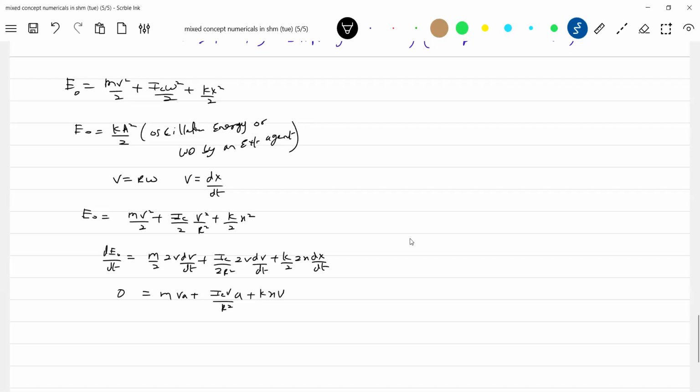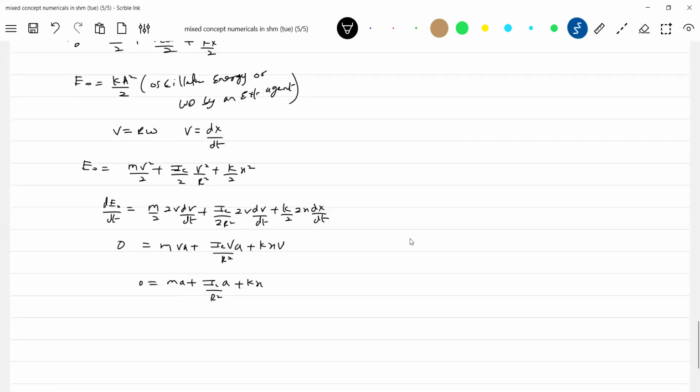Now why? Because the overall mechanical energy remains constant, whatever we supplied. So that V will get eliminated from the equation. So this will become m a plus Ic by r square a, the same equation that we had earlier.